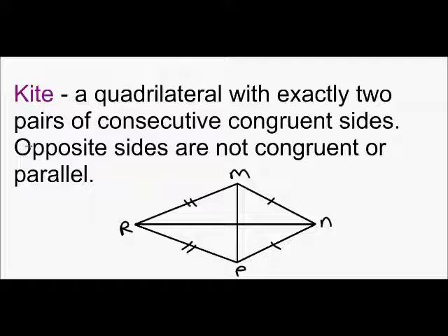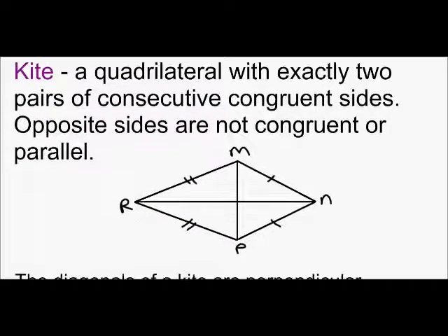Okay. Let's look at kites. So a kite is a quadrilateral with exactly 2 pairs of consecutive congruent sides. Opposite sides are not congruent or parallel. So consecutive congruent means that the sides that are next to each other are congruent. So here, MR and RP next to each other are congruent. But since those are congruent, there's only two pairs, these are not congruent. So we have pair 1 and pair 2. And you can see a kite looks like a kite.